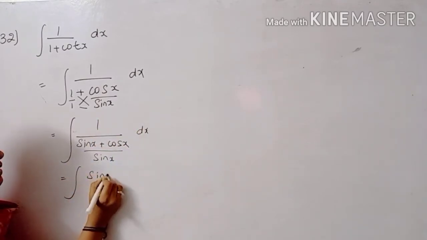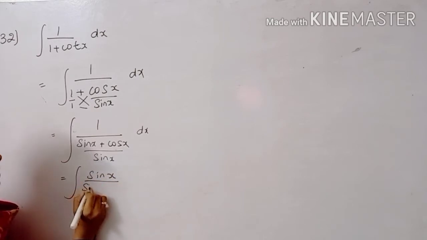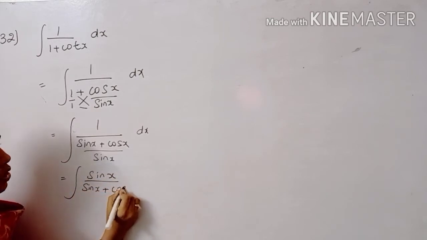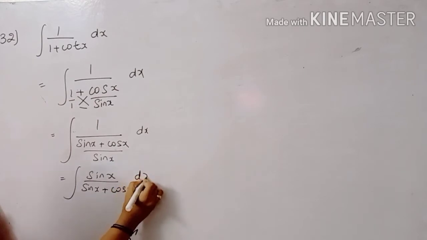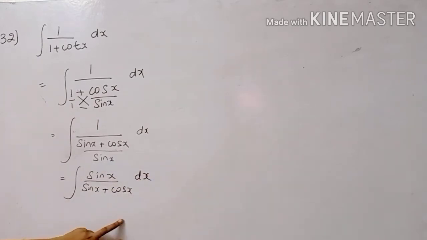So sin x divided by sin x plus cos x into dx. The next step what we are going to do is, we are going to multiply and divide by 2.